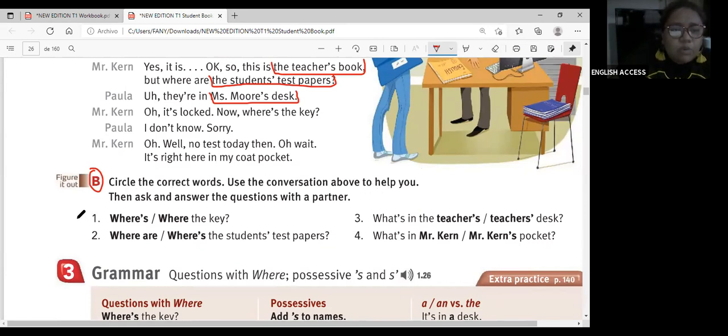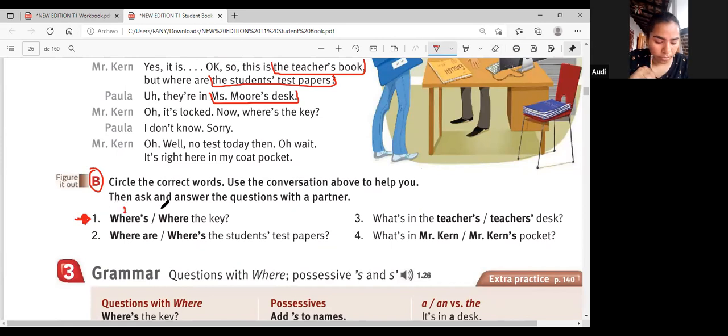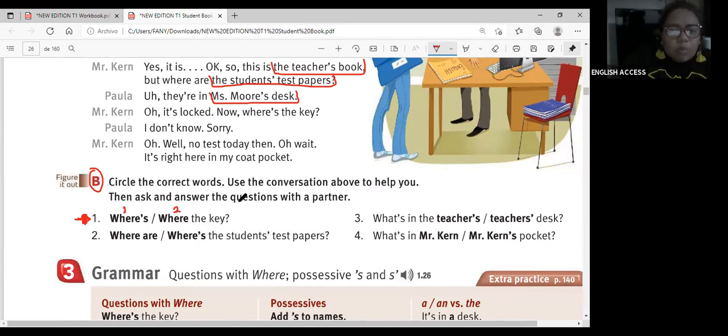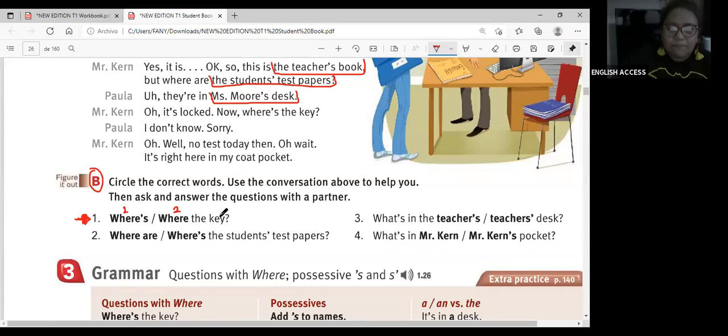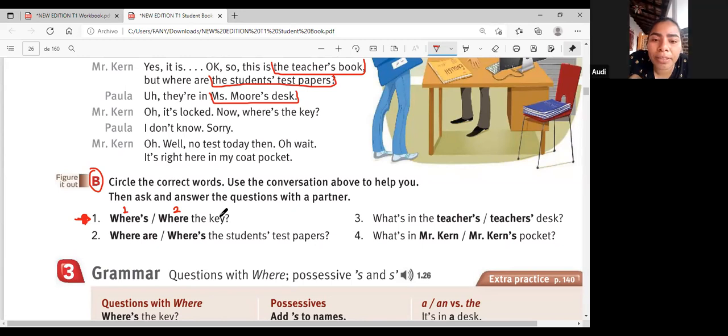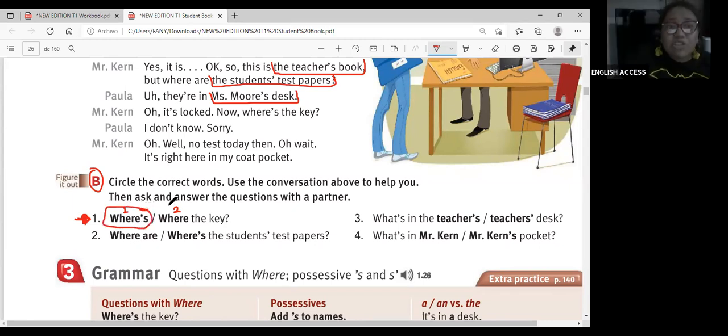Okay. With number one, Audia. A ver, número uno, Audia. It's number one or number two? Where's the key or where the key? Where the key? ¿Por qué? Why? Ah, no, perdón. Where's. Where's the key? Lleva la S. Yes, it's the contraction.